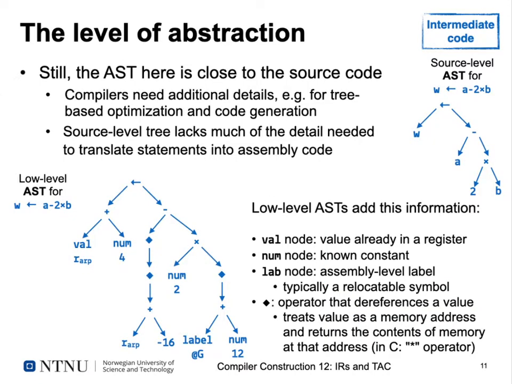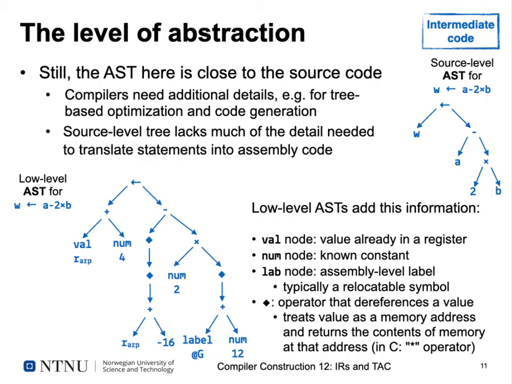But still our AST is close to the source code. So compilers need additional details. For example, if you want to perform some tree-based optimization and code generation in your compiler, for this your source level tree lacks much of the detail needed to actually translate statements into assembly code.